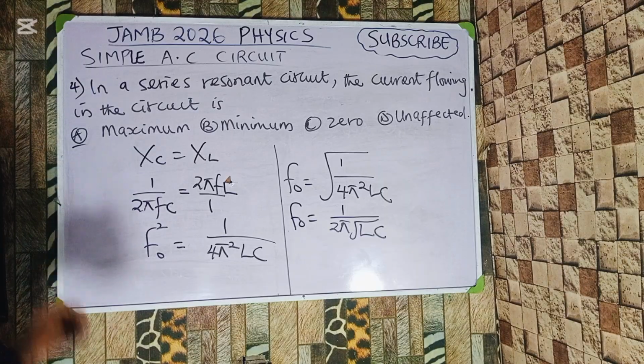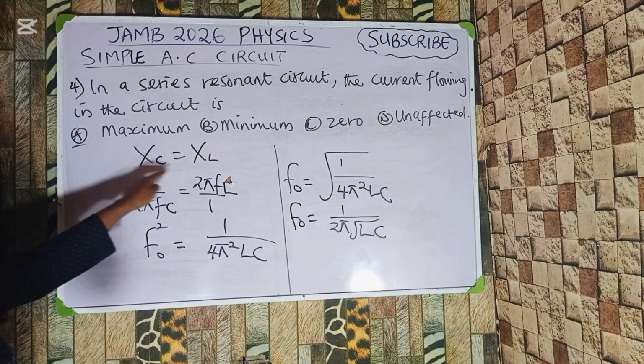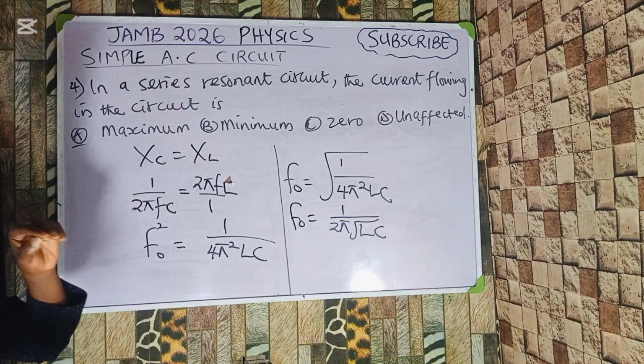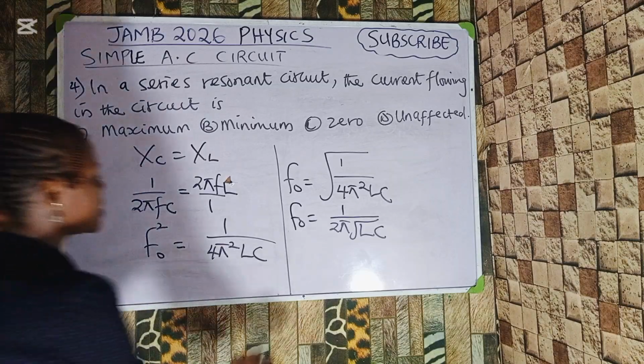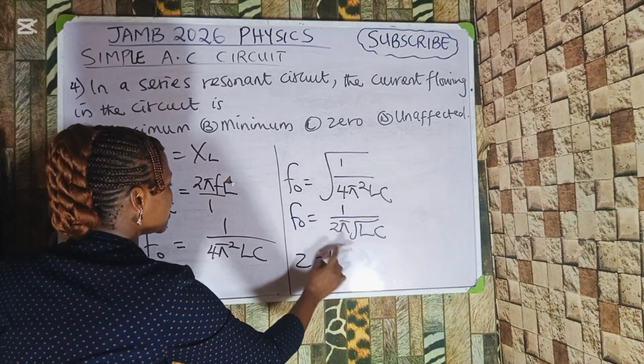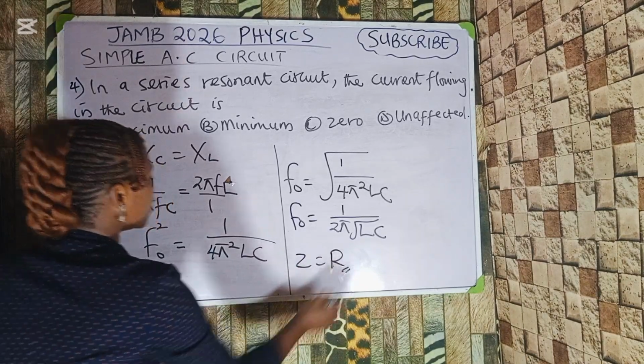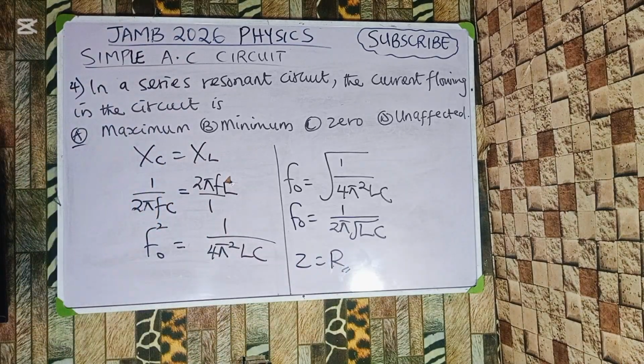So at resonance, what happens is that XC equals XL, and maximum current is obtained. And the total impedance here is equal to the resistance in this circuit. Please note it in case you have a question like that. At resonance, the impedance equals the resistance.